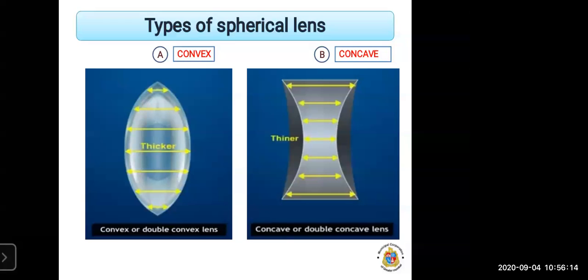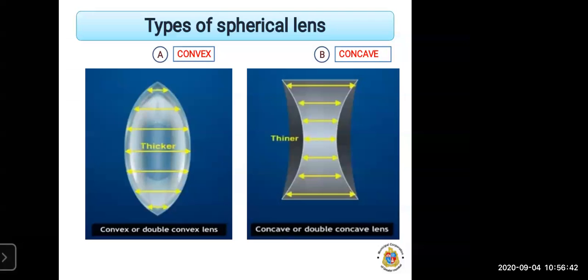So in the center it is thicker, and both the ends or edges are tapering. So both the edges of the convex lens are thinner and in the center it is thicker. Okay. So the convex lens is puffed out in the outward side. So in the center it is thicker and both the edges are thinner.